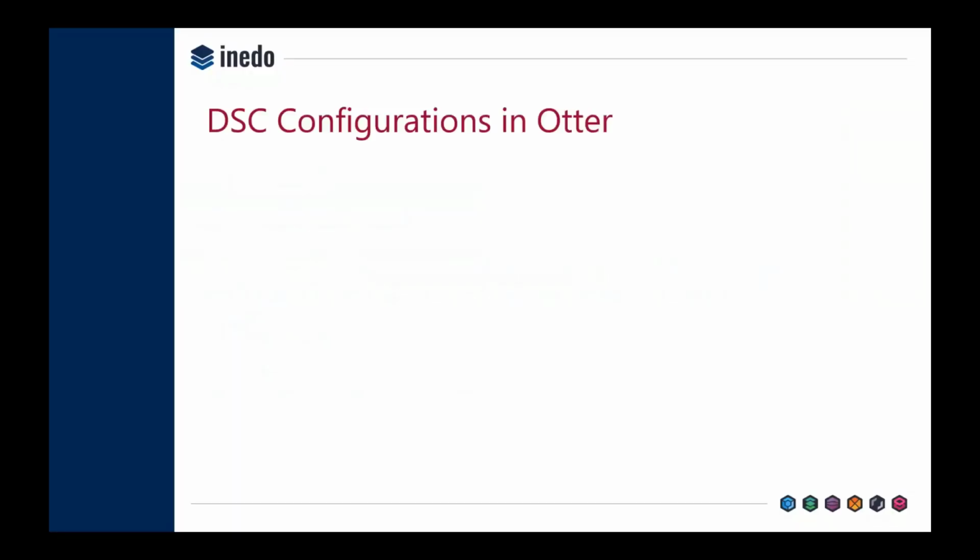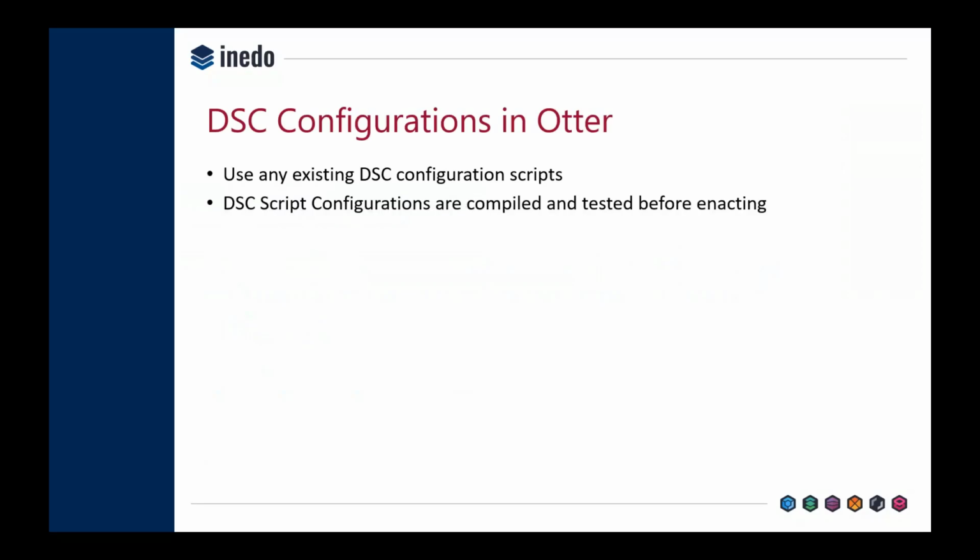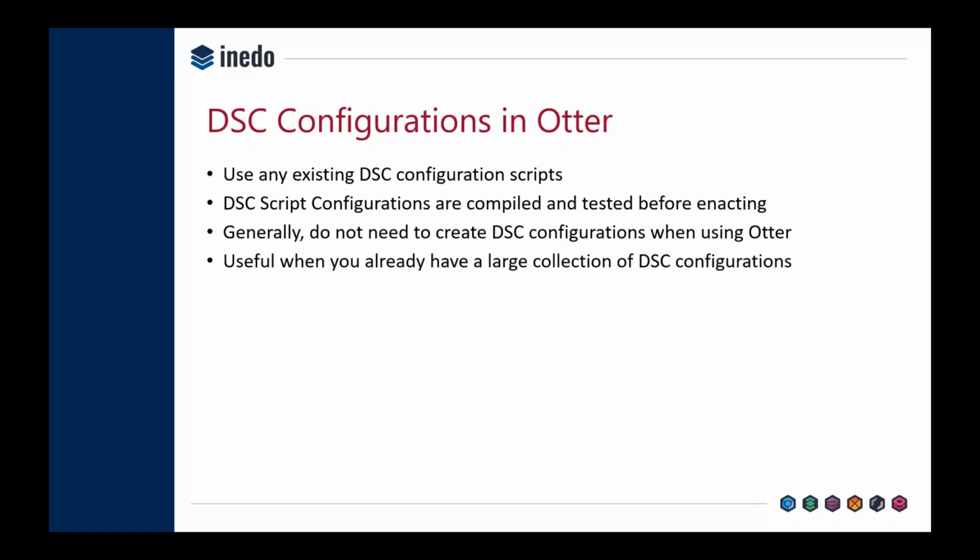So let's talk about DSC configurations within Otter. We can use any existing DSC configuration scripts. DSC configurations are compiled and tested before enacting. Now, generally, you don't really need to create DSC script configurations from scratch unless there's some specific need, because most of the things that DSC configurations can do, Otter can do just as well, if not better. It's useful to be able to execute those if you already have a large collection of complex DSC configurations.